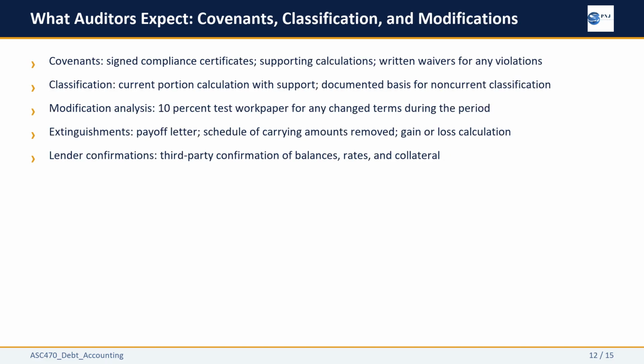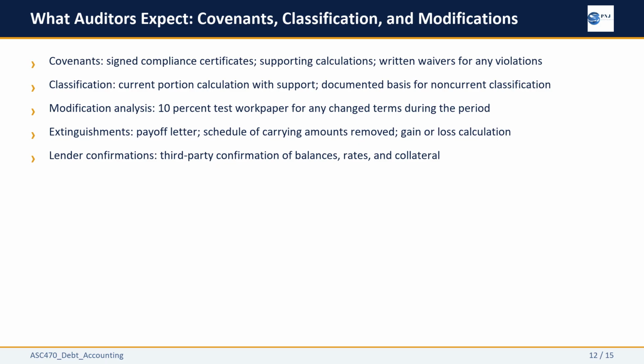Beyond the register and amortization schedules, auditors will dig into 4 more areas. Covenant compliance. They want signed compliance certificates, the underlying calculations, and written waivers for any violations, not emails. Signed waivers. Classification. They will test both the current portion calculation and the basis for keeping anything classified as non-current.